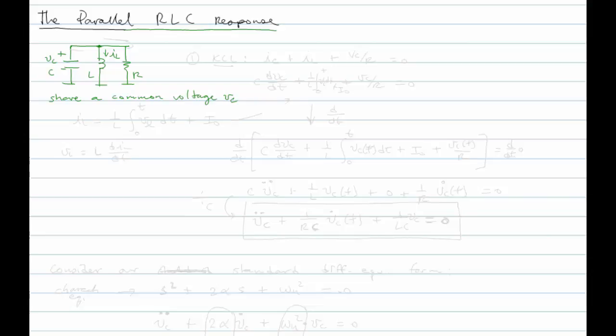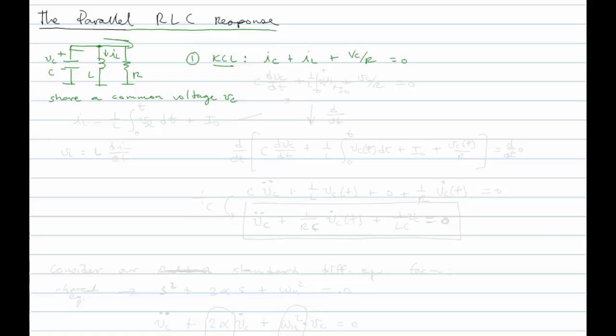Alright, so we have these three elements that are in parallel rather than in series, so they share a common voltage. Previously in the series RLC they shared a common current, IL. So we will write the equation of motion, and we're going to use KCL. That makes good sense because we have this one node up here. No point in going around two loops. So KCL, we have current leaving through the cap is IC, plus current leaving through the inductor is IL, plus current leaving through the resistor is IR, which is just VC over R.